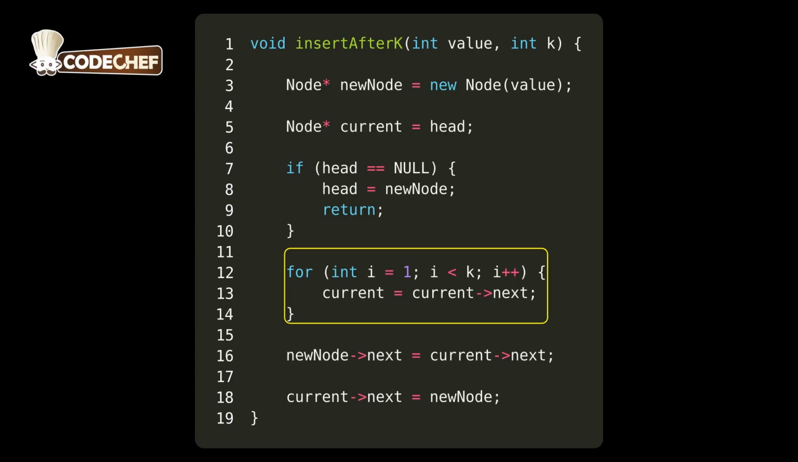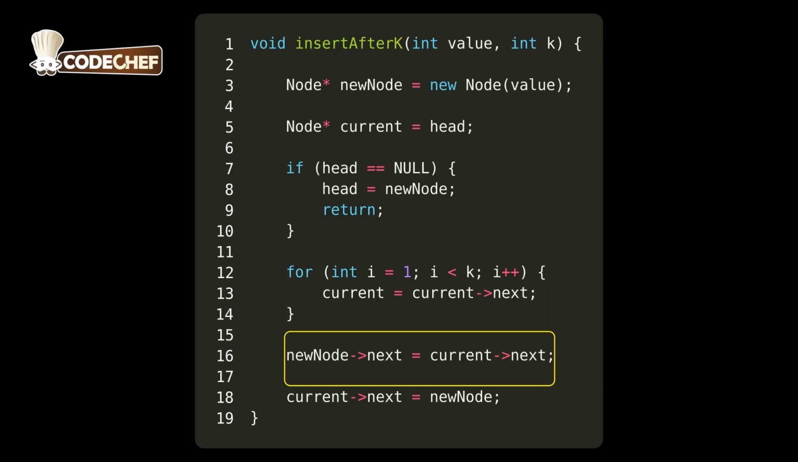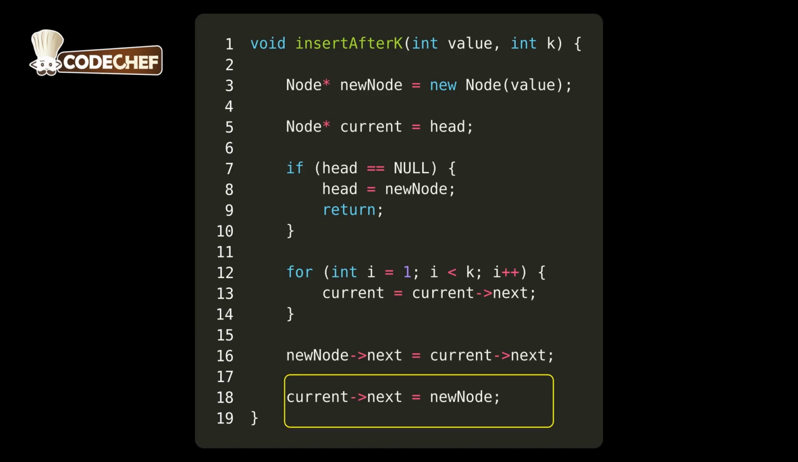To find the correct insertion point, we move through the list until we reach the KTH node. We then link the new node to the next node of current, so it correctly connects to the remaining list. Finally, we update the next pointer of the current node to point to our new node, completing the insertion. And that's how we insert a node at any position in a linked list.